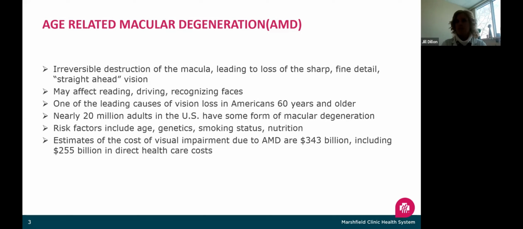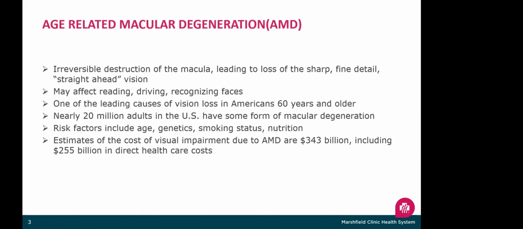Well, let me start by telling you what the macula is. So the macula is the center portion of the retina, and it is where you're going to get your central vision from. So if you're looking straight ahead at something, and I know my camera gets a little dark here, but if I'm looking straight ahead at my computer screen right now, I'm using my maculas to view that. And that's the center portion of the retina, like I said.